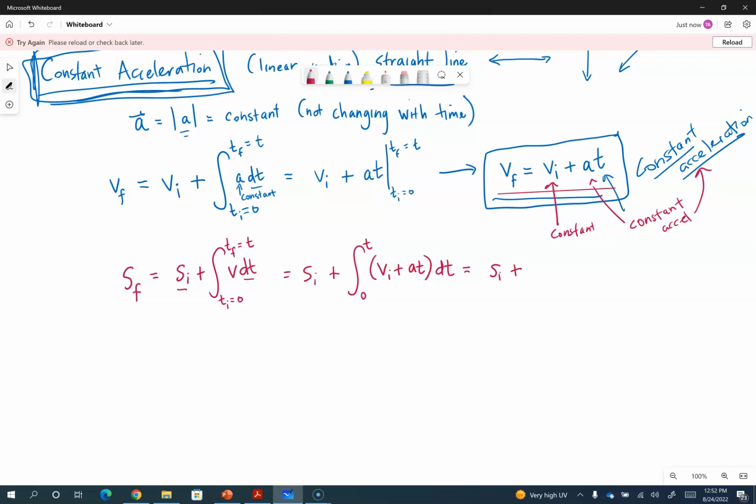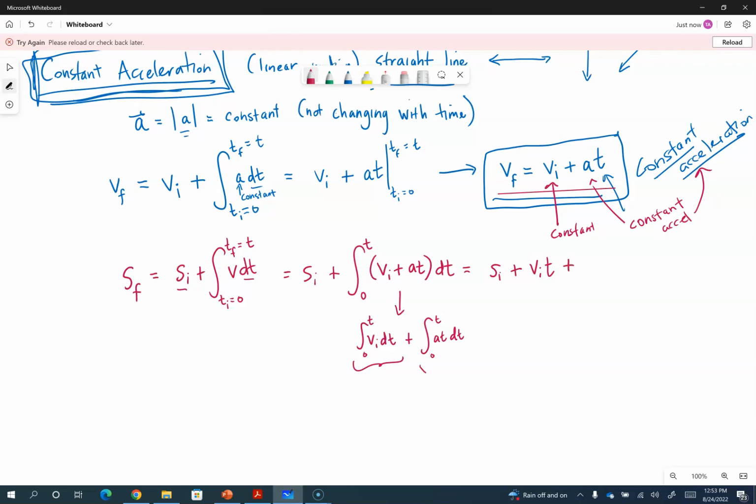The integral of v initial, I don't know if you remember, we can write this as the integral of v initial dt from 0 to t plus the integral of at dt from 0 to t. So I'm doing the first integral. V initial is a constant in any given problem, so when I integrate that, I'm going to get v initial times time. I'm also skipping to the step of plugging in my limits of integration.